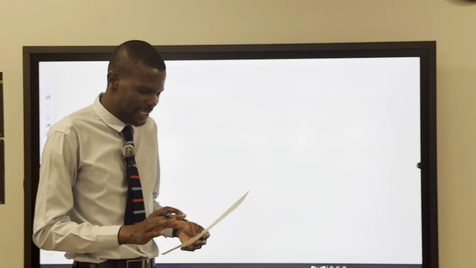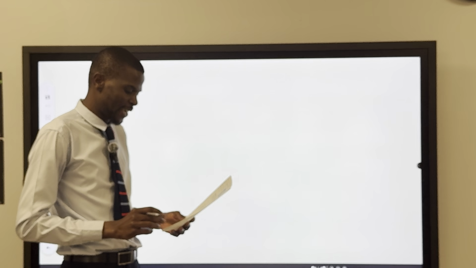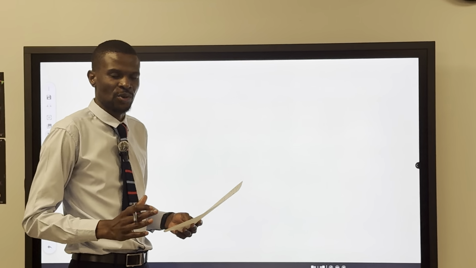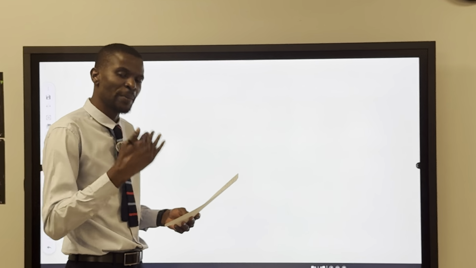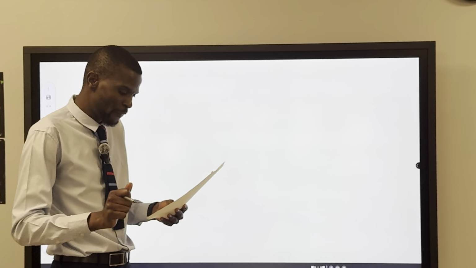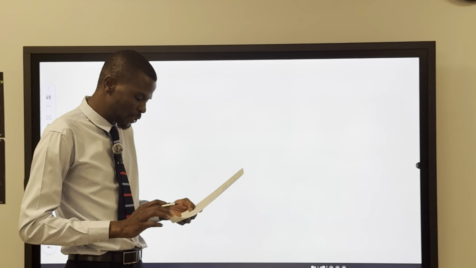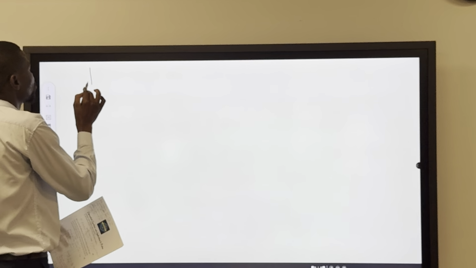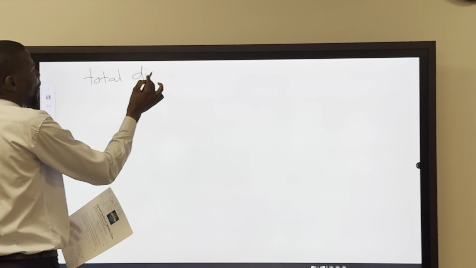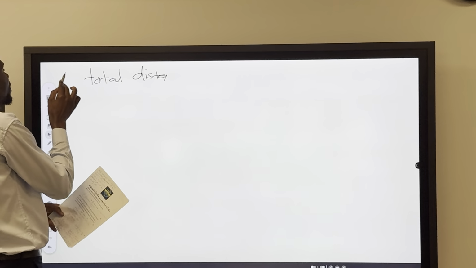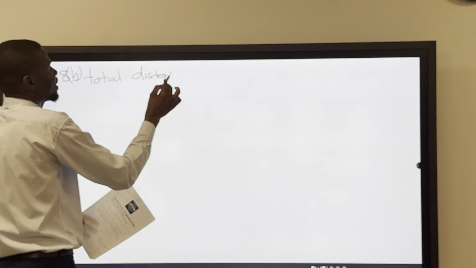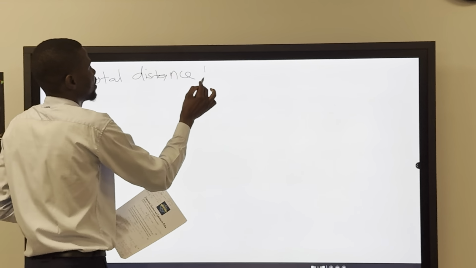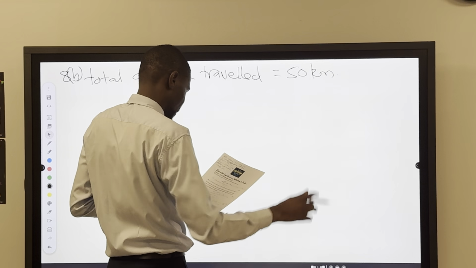Right. So right now the question seems complicated, but once we break it down, it's going to be easy. So let's start with the first line. A car travels a distance of 50 kilometers. Meaning the total distance traveled here is 50. Right. So I'm going to write it down. So total distance, this was 8b. Total distance traveled is 50 kilometers, right.